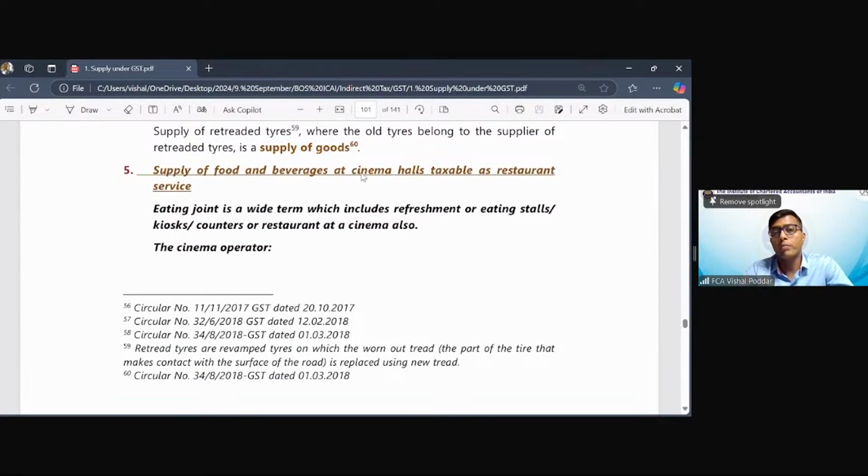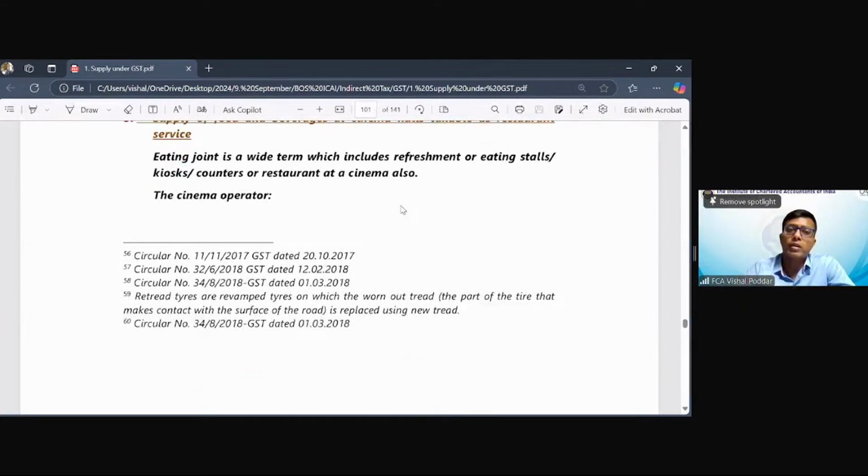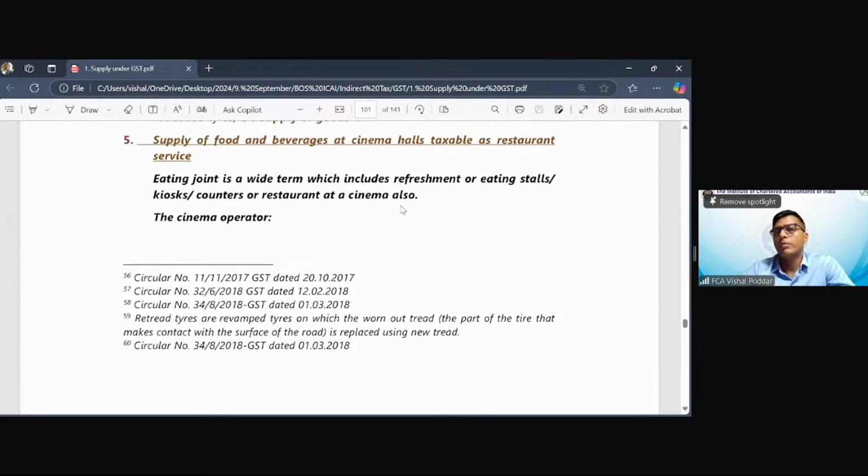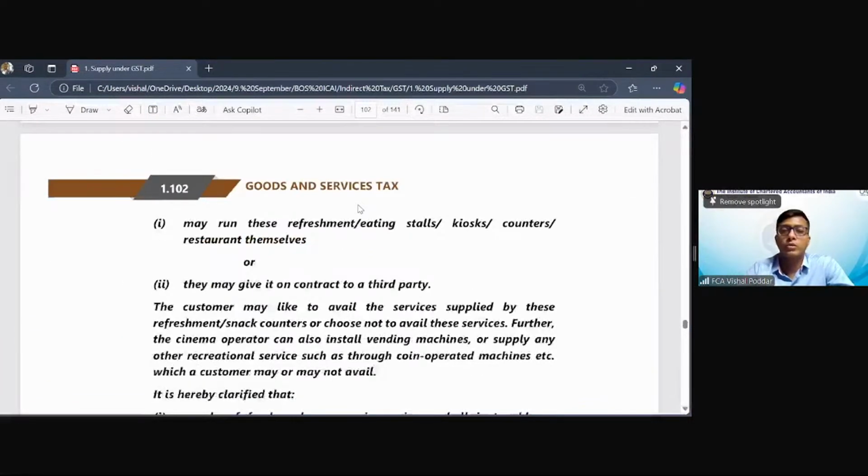Further, supply of food and beverages at a cinema hall. When you go to a cinema hall, during the break you come outside and you are given some chips, some coffee, some type of snacks you buy from there. How will it be treated? It has been clarified. The eating joints put inside a cinema theater are all in the form of eating kiosks or counters or restaurants, and they will be classified as restaurant service.